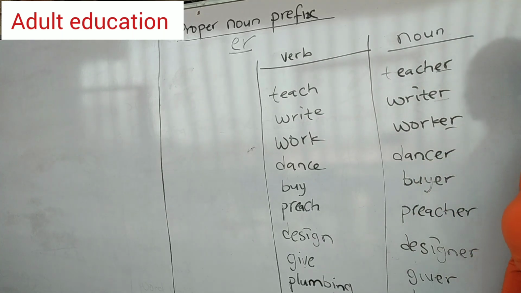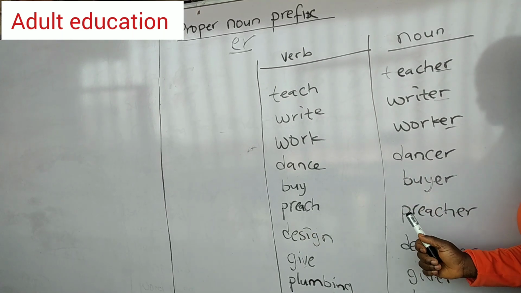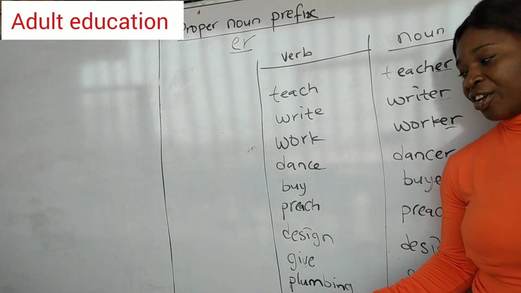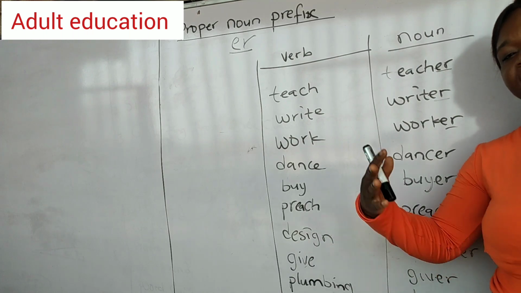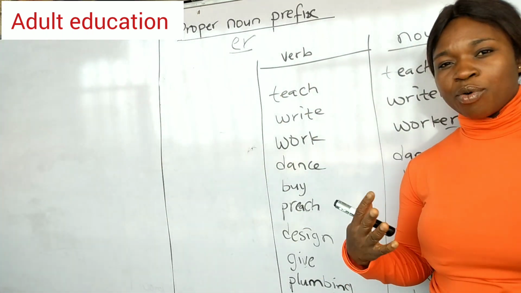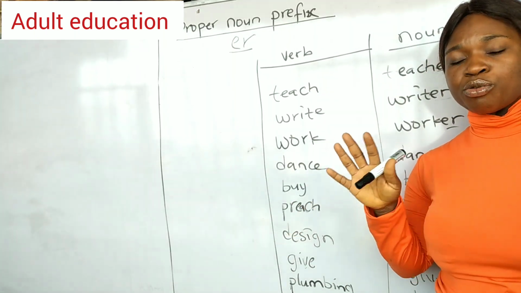Okay, so let's see. We have preach and preacher. A preacher is someone that preaches. Okay, you cannot say that's the preach. No, you can only say that's the preacher. Okay, and you cannot equally say I am going to preacher. No, you can only say I am going to preach.